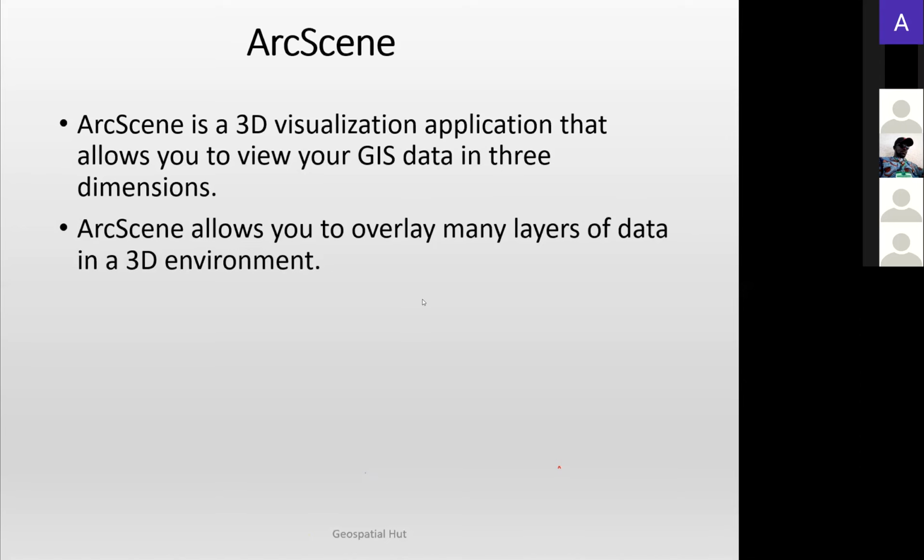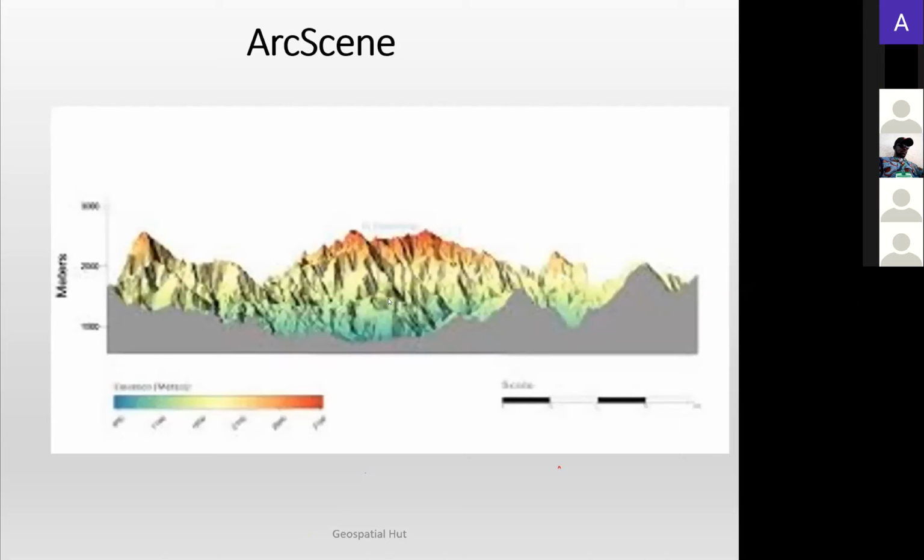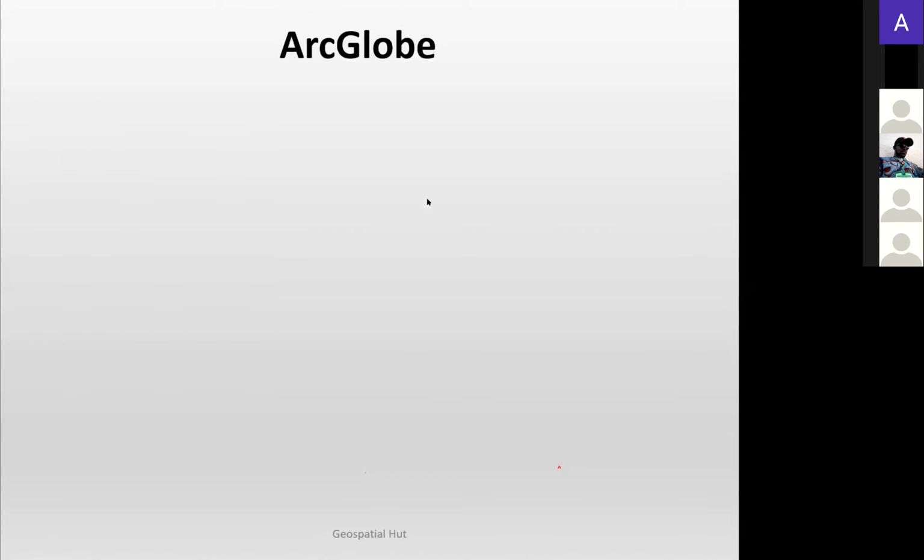Is that okay? Then features are placed in 3D by providing height. You can edit height in ArcScene to see how the view of the topography or the building is. So this is one of the examples of ArcScene. You can see the topography is in 3D. You can also view a TIN, which is a triangulated irregular network. So after ArcScene, we have what we call ArcGlobe.